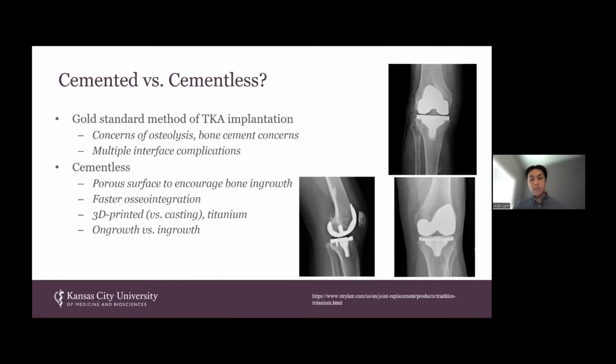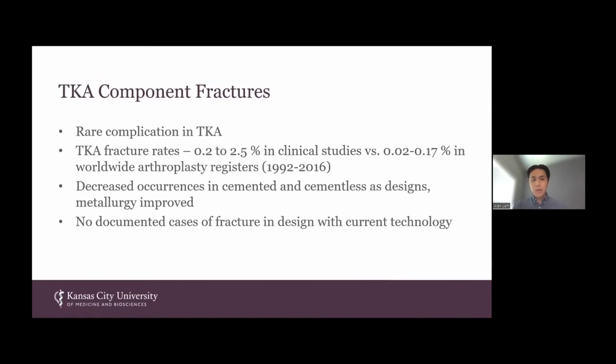And given some of these fixation methods, I want to talk about the complication we'll be focusing on today. Those are component fractures. Now, out of the various types of complications you can have after knee replacements, this is one of the more rare ones. In fact, in a study we looked at in the literature taken between 1992 and 2016, between 25,000 registered knees, there was only an occurrence of less than 0.2% of tibial component fractures. That's where the metal itself has broken within the knee after it's been placed.